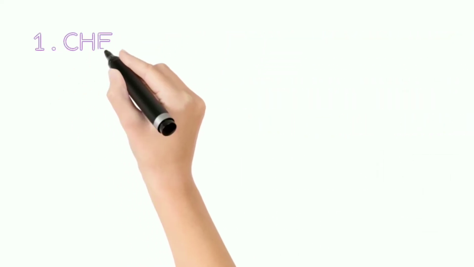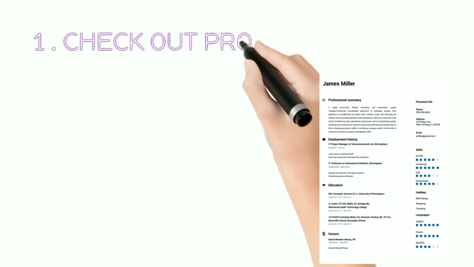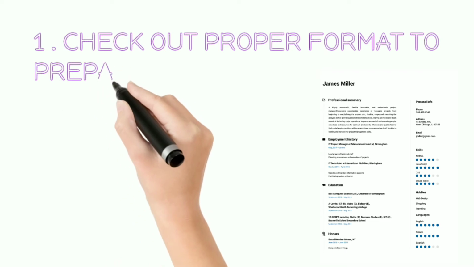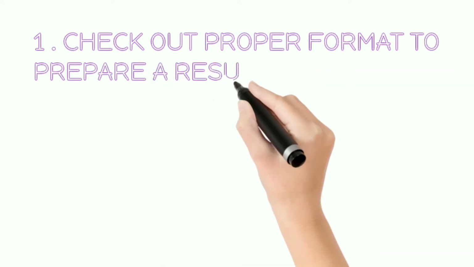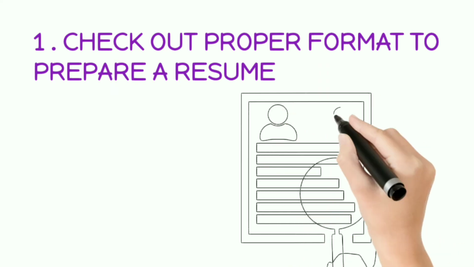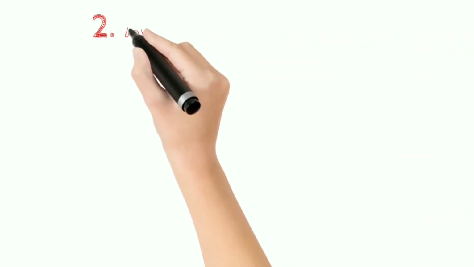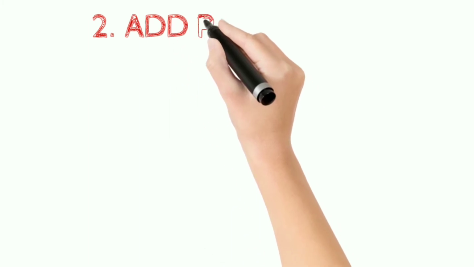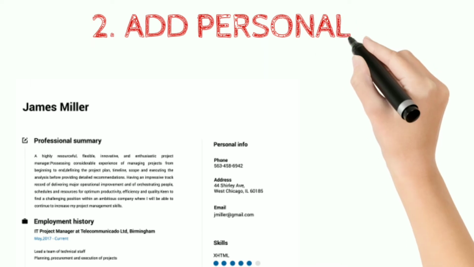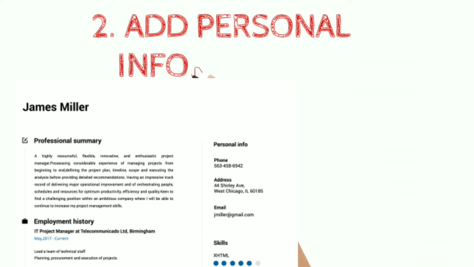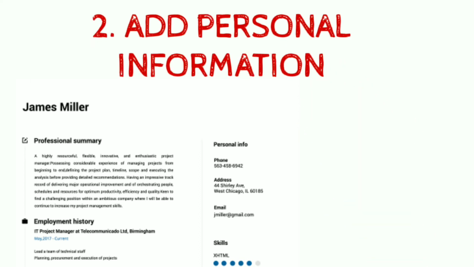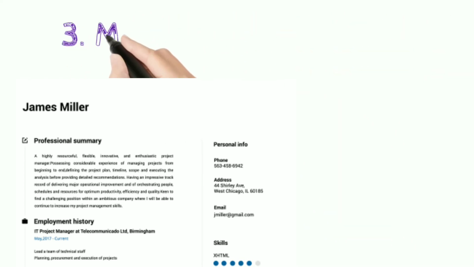Everything should be available. First you have to check the proper format of preparing the resume. There will be a number of formats available on Google and elsewhere. You can go and search, but among them select something which is really trendy, which looks really attractive, and where the information is to the point. Then secondly, you have to add your personal information. As I have shown in the picture, the personal information is given on the right-hand side of the resume, so it becomes very easy for the interviewer to look it up.